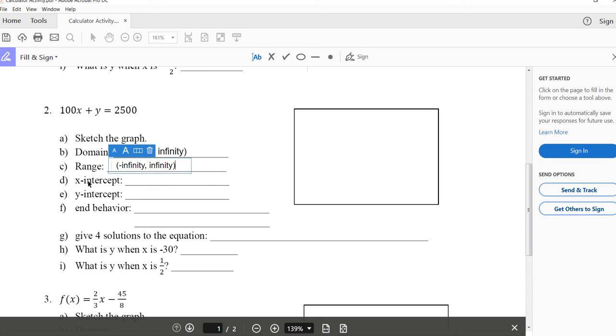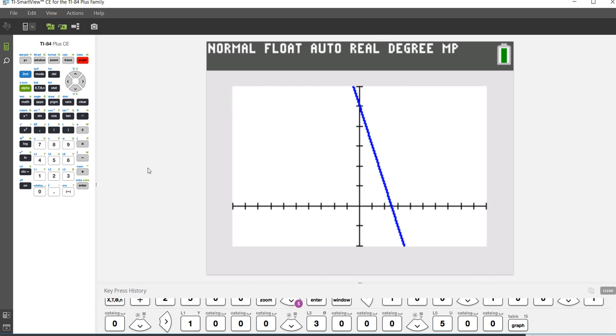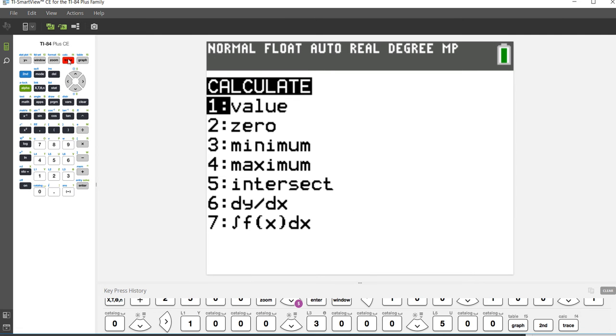All right, up next we got the x-intercept. This is where you probably need some help. Looking at the x-intercept, I'm going to hit second, and then calc, which is right here above trace. So hit second calc, and the second one down here is 0. 0 is another term for x-intercept. It's going to come up later on in algebra. So I'm going to hit enter here on 0.